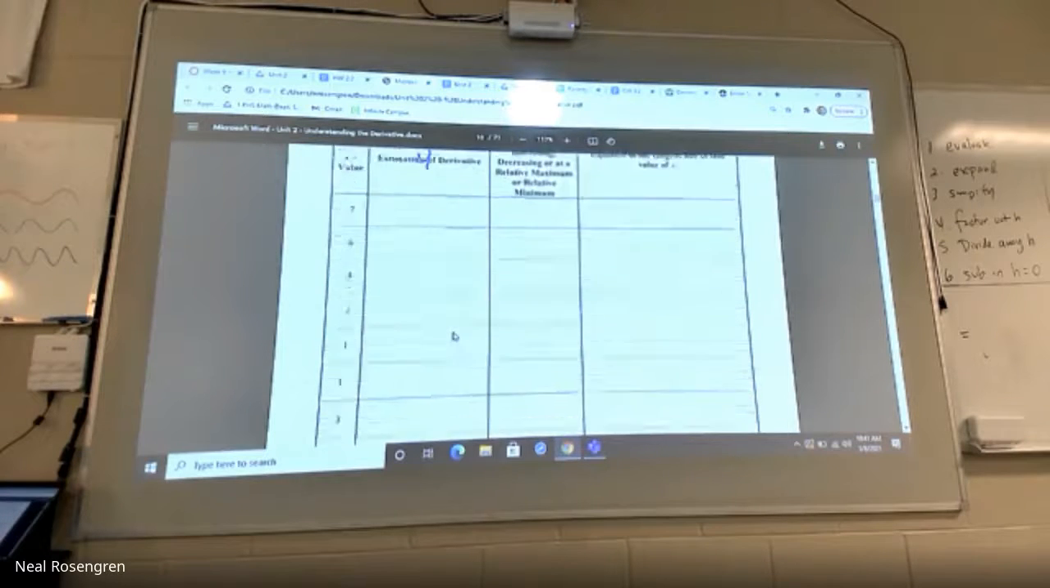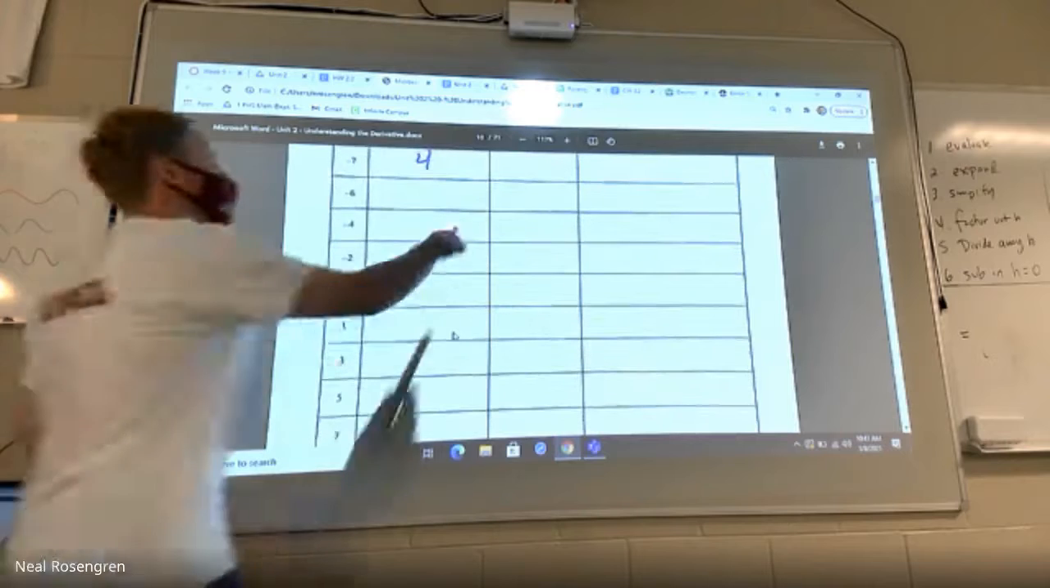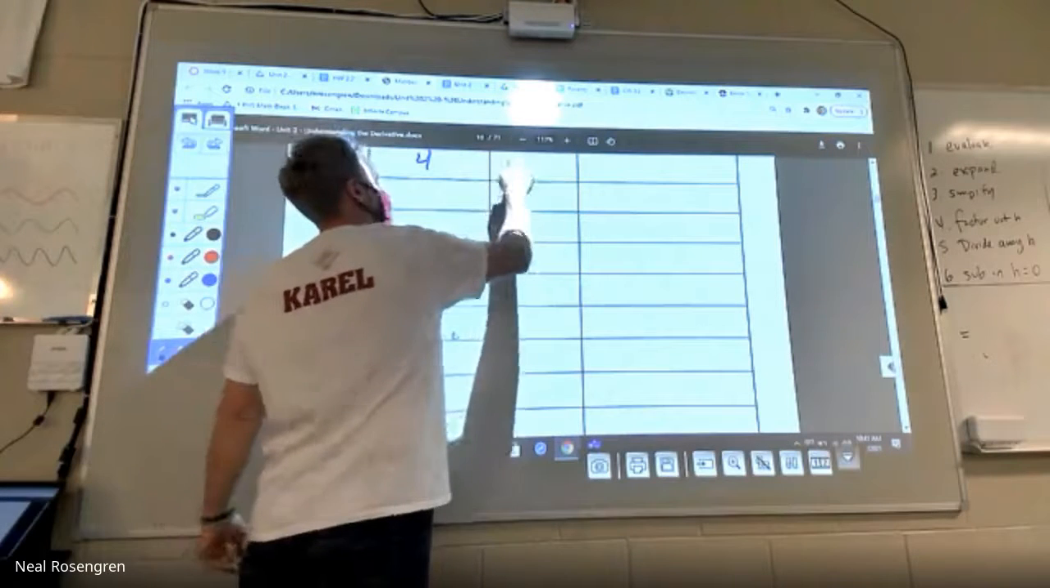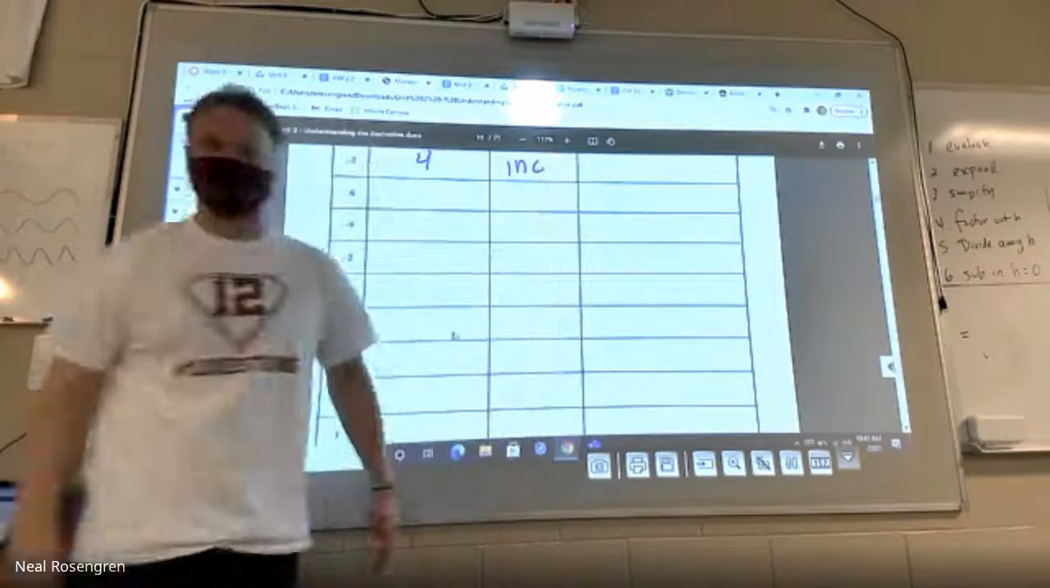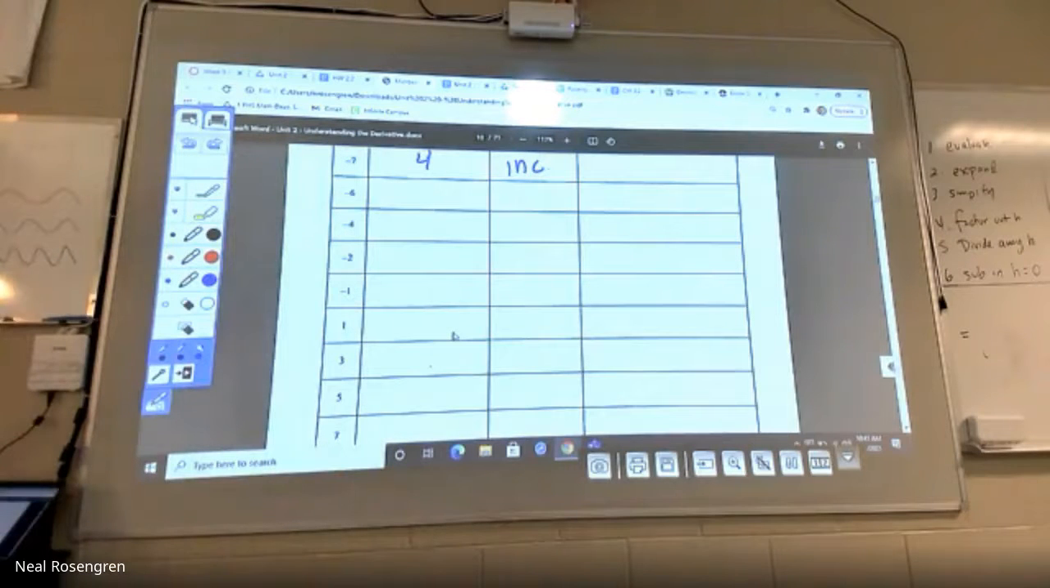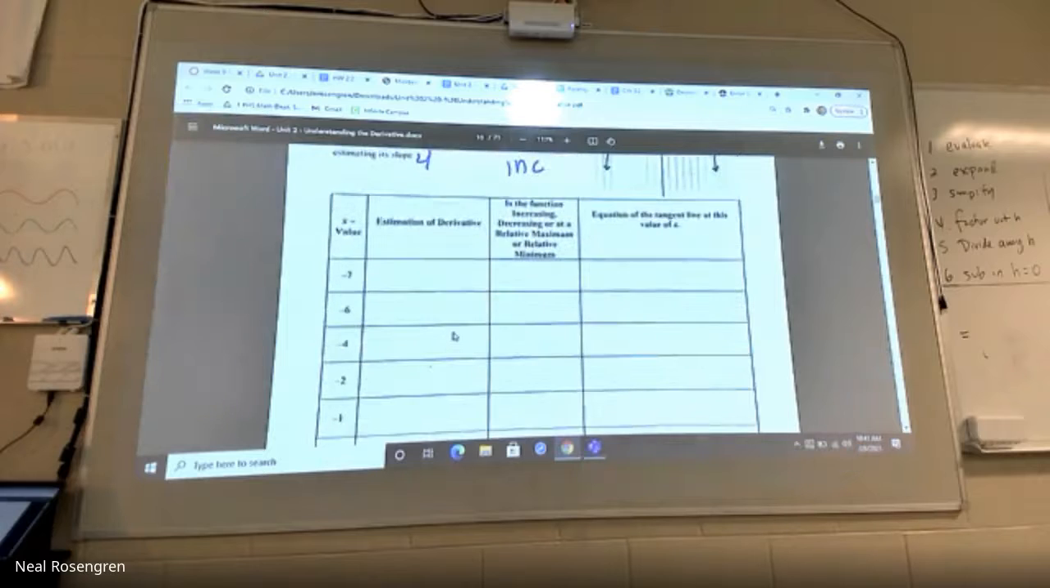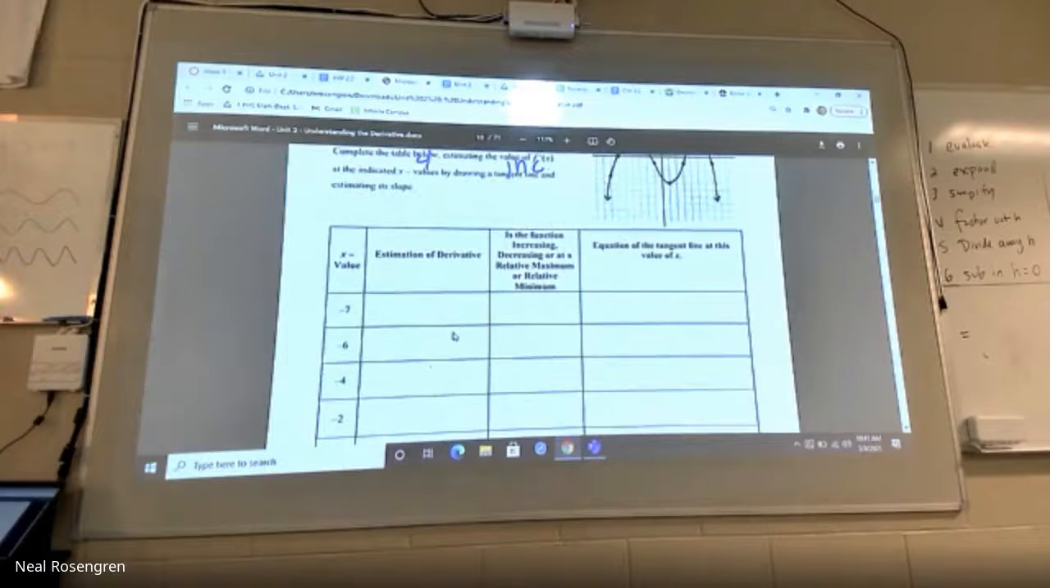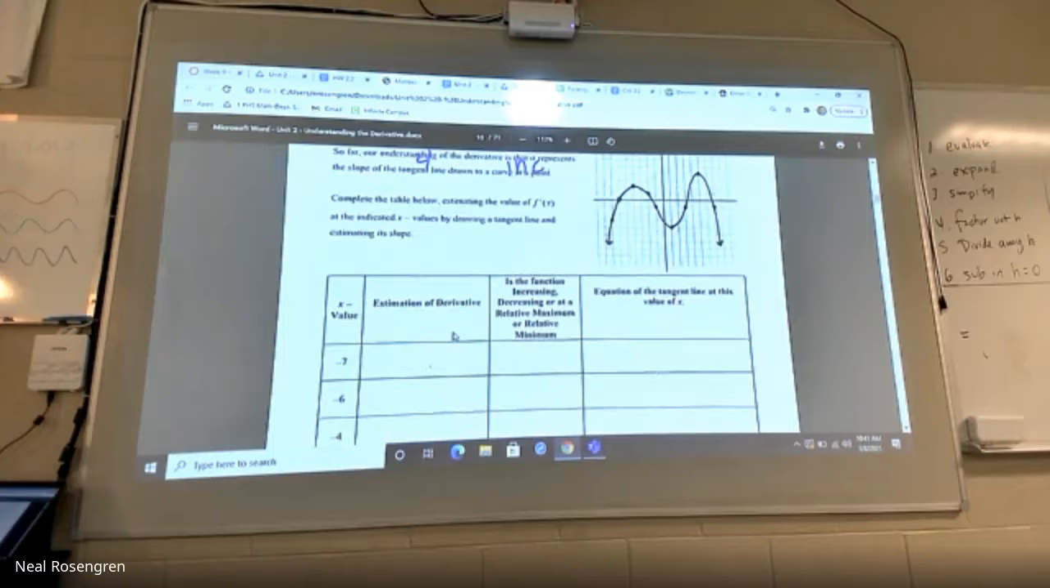Now, that left to right movement, I think, is going to help us out. Let's just say that we are increasing, so I, and C is an I. Increasing and decreasing are long enough words, we're just going to write I and D. And we're going to leave that whole last column blank with the equation of a tangent line. You guys know how to find the equation of a line. I'm more worried about making connections between derivatives and the movement of the function.